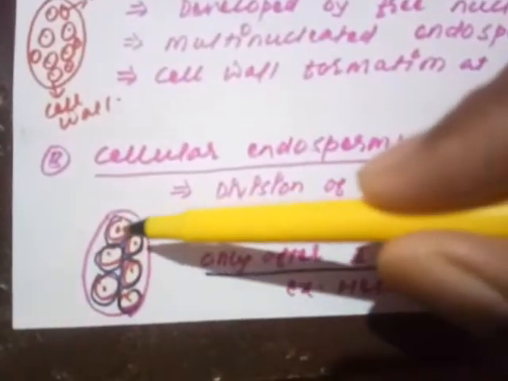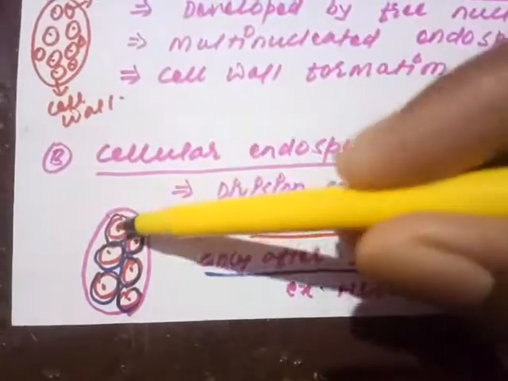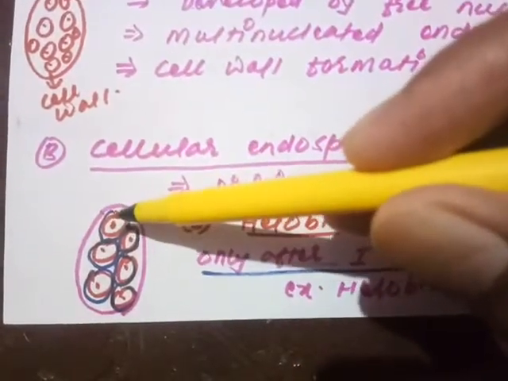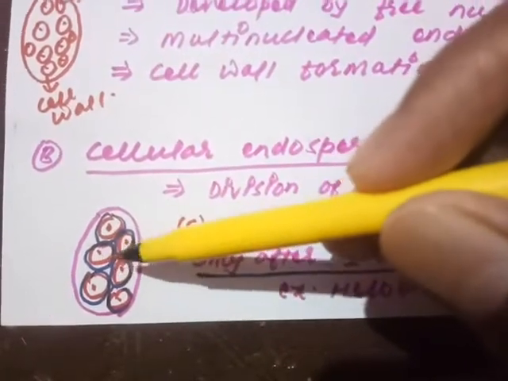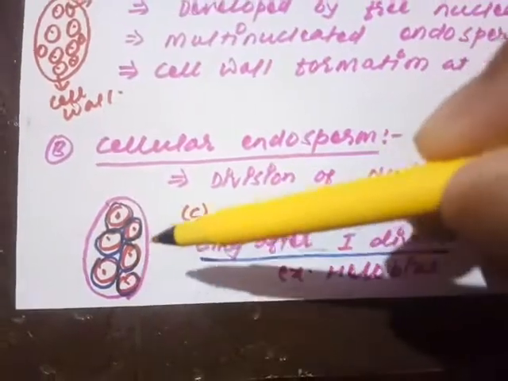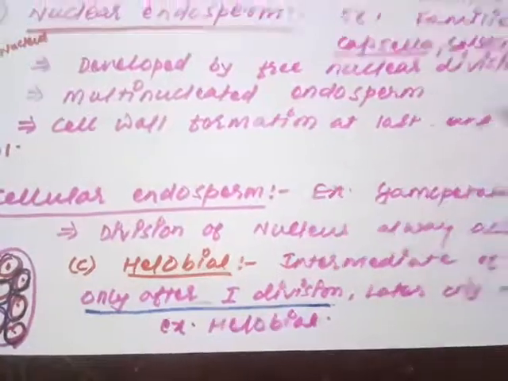Are you getting my point? Each nuclear division is accompanied with cell wall formation. Whatever the nuclear division is, it will be followed by cell wall formation. Just see here in the diagram. The nucleus is going to divide, and after nuclear division, the cell wall is formed. The blue color denotes the cell wall. So here nucleus and cell wall, nucleus and cell wall, nucleus, cell wall. After each and every nuclear division, the cell wall formation occurs.